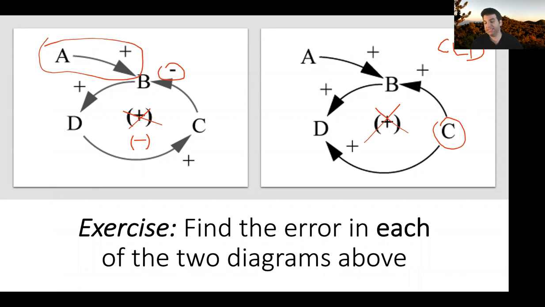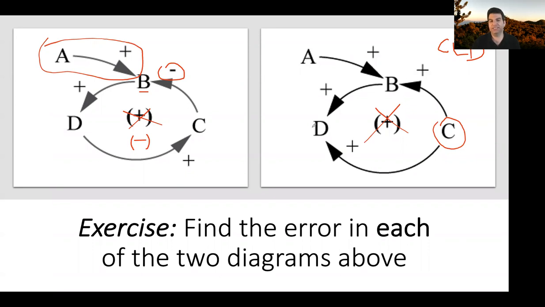We don't need a balancing loop for there to be feedback. It could be either a balancing loop or a reinforcing loop for there to be feedback. Just means that if I start with a variable, like over here, if I start with B and I follow the links around, eventually there is a path that leads back to B. Over here, if I start with any one of these variables, there is never a path that leads back to the variable. It gets stuck.